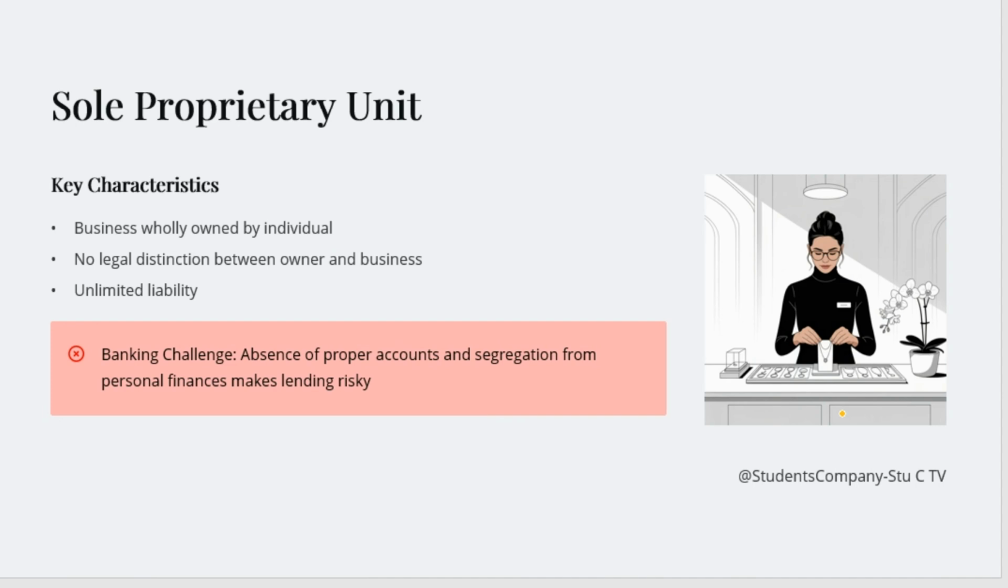Sole proprietary unit, this is wholly owned by an individual. No legal distinction between owner and business. There is unlimited liability. So whatever the business is, the person is the same as the business. Okay, so whatever business liability is there, that will be the person's or owner's liability. Unlimited liability, no separation like a company. So there will be absence of proper accounts, and personal finances and business finances will be mixed. We cannot really distinguish. There is always a riskier chance. The loans are riskier when you are dealing with proprietary units.